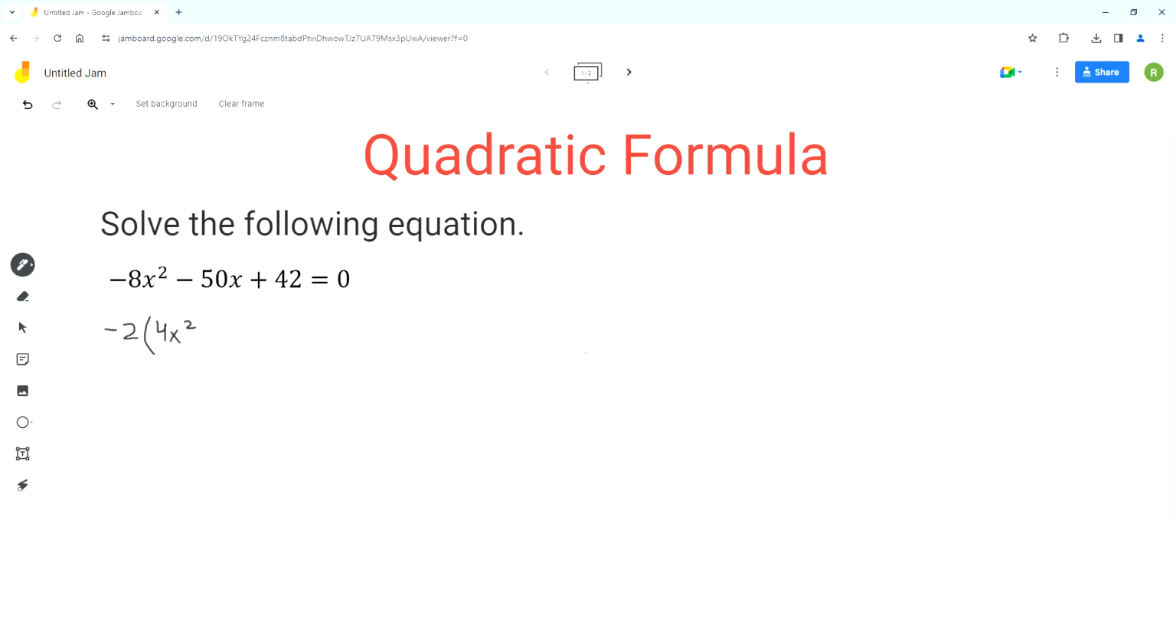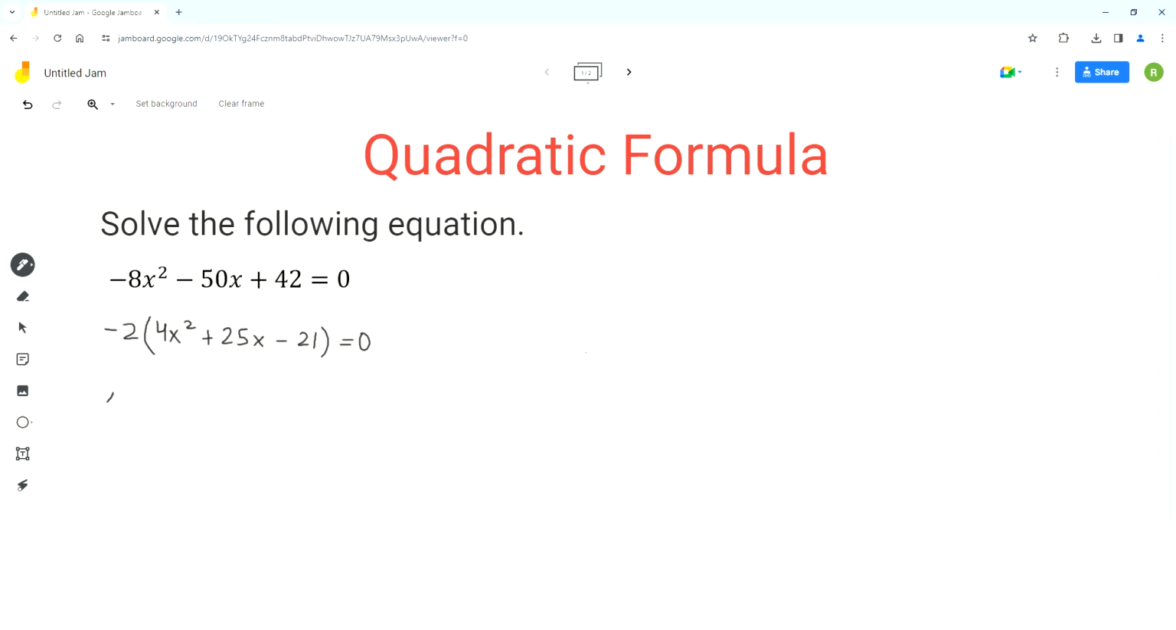So we get 4 if we divide -8 by -2 because we are factoring out -2 from -8. And for the second term, we divide -50 by -2, which gives us 25x. And then we divide 42 by -2 because we are factoring out -2, and we get -21. So this is the new expression we get after factoring out -2. Now we can use the quadratic formula to solve this equation.